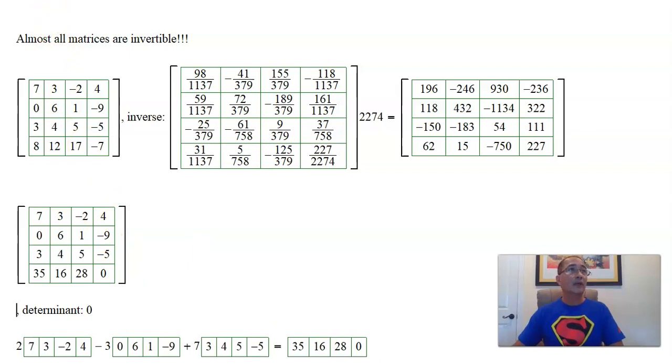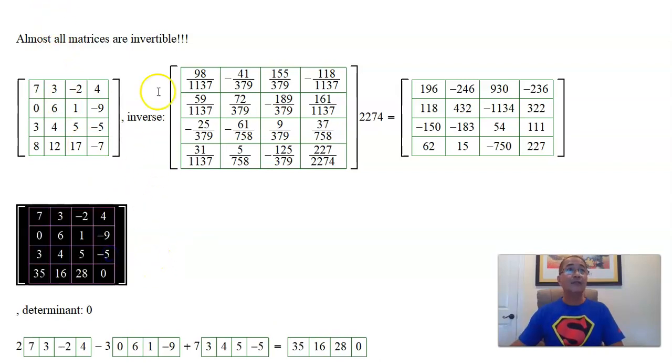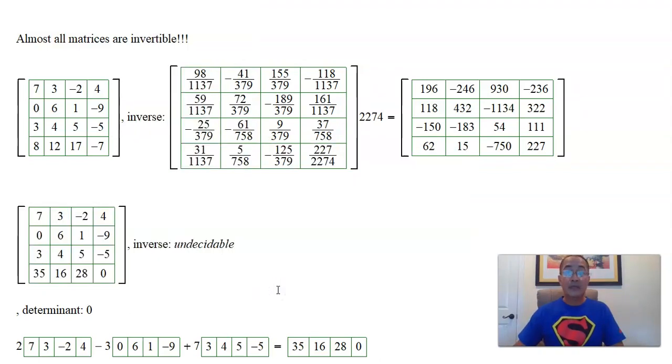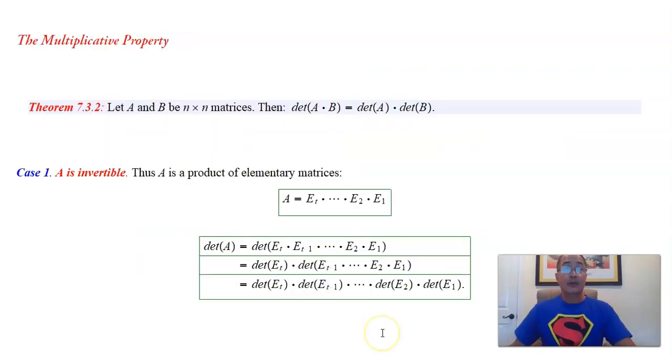So can we find an inverse for this? Let's see if we can trick Maple. Compute the matrix's inverse. No, you cannot trick Maple. This matrix does not have an inverse.